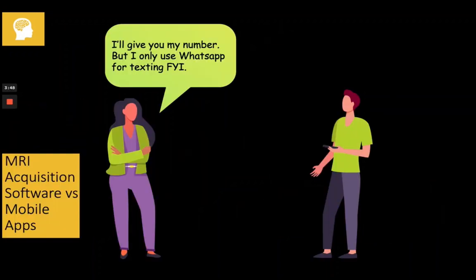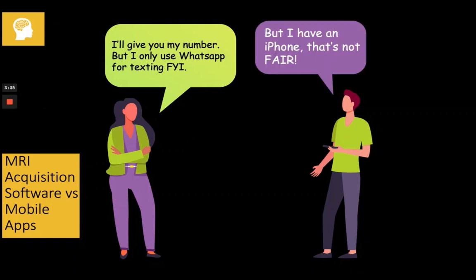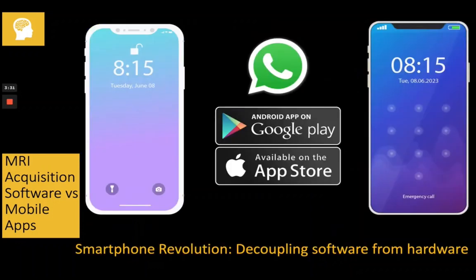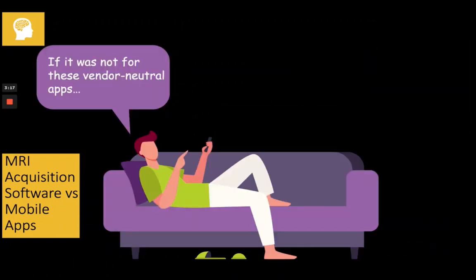In the first scenario, someone agrees to give you their number on the condition that you only use WhatsApp for messaging. I am sure that you don't expect to hear a response saying, "Oh, I have an iPhone, I cannot use WhatsApp." We don't accept certain apps to be vendor exclusive. WhatsApp is one of them, because we all know that anyone can download it either from Google Play or from the App Store. This is the real reform that made smartphones what they are, to decouple software from the hardware you purchased. And we enjoy this vendor-neutral convenience every single day.